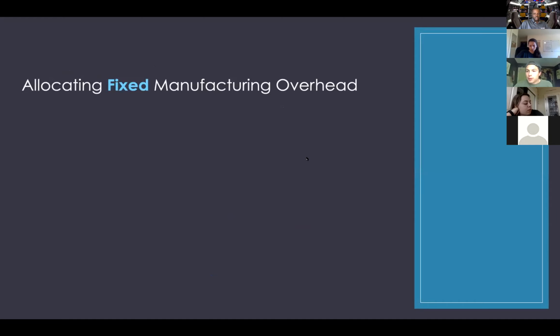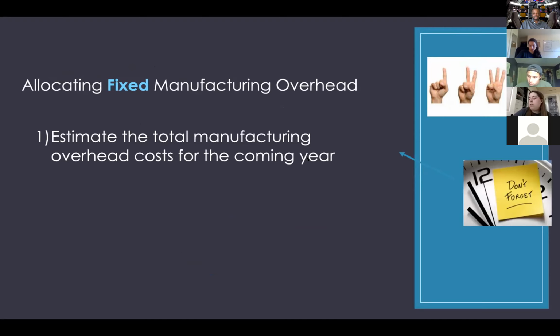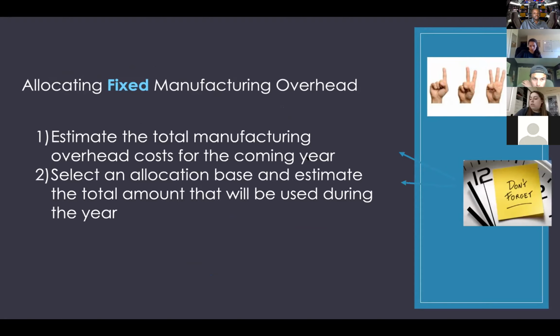For the fixed manufacturing overhead, it's the same thing. There's still 4 steps. We still do the first 3 steps before the period begins. Step one is estimating the total fixed overhead cost. Step two is selecting an allocation base and then estimating what the total amount's going to be for that period.